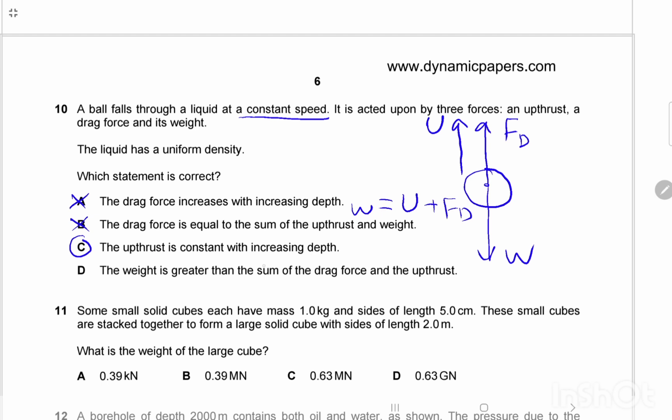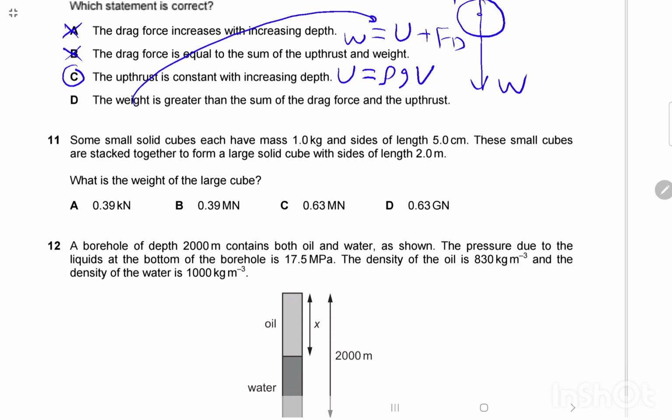The upthrust is constant, does not change, because upthrust is equal to rho g V. So it does not depend on the depth, so it's constant. The weight is greater than the sum of the drag force and the upthrust. This is wrong because we said that the weight is equal to drag force plus upthrust, because it's moving at constant velocity.